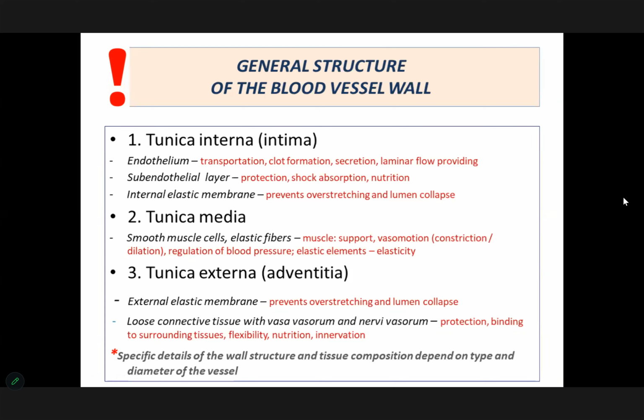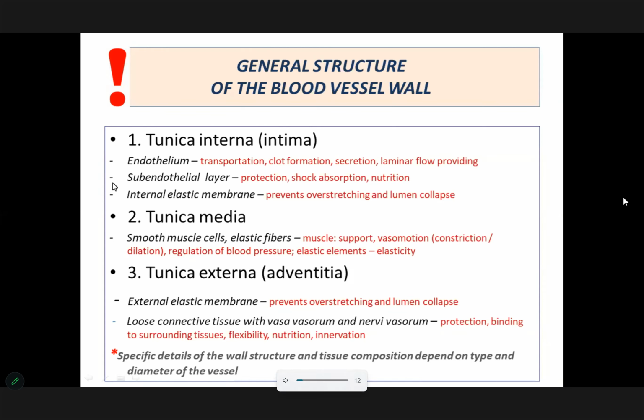What does it mean? It means that, as you remember, endothelial cells are covered with glycocalyx, which is negatively charged, and also the formed elements of blood are negatively charged. So formed elements of blood do not stick to the endothelium, do not stick to the wall of the vessel. So endothelium provides laminar blood flow.